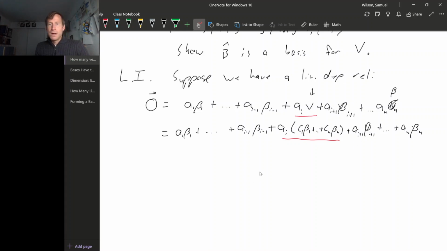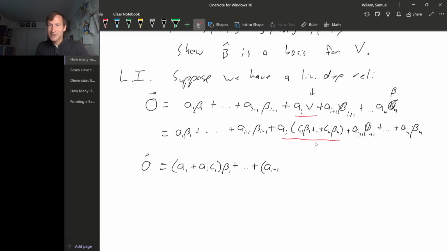Okay, so what next? Well, in these parentheses we have a bunch of terms that have betas in them, so why don't we group terms that have the same beta? On the left-hand side it's still the 0 vector. On the right-hand side we have two beta 1 terms, right? There's one here and there's one there. Putting those together and factoring out the beta 1, we get a1 plus a_i c1 times beta 1 plus dot dot dot. We get the same thing all the way down to the beta sub i minus 1 term, so that's a sub i minus 1.